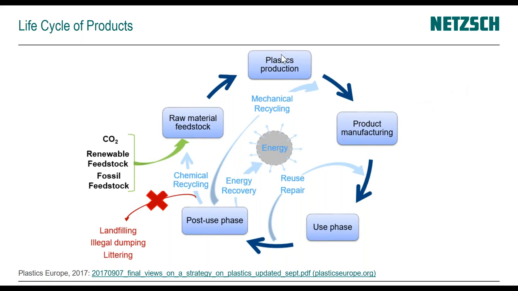So I want to start with the typical plastics production. We have our material produced, then we manufacture a product. It goes through the use phase, and then after its service life, the approach of circular economy thinks of ways to reuse that product for a different purpose, or repair it and continue its use. Or we think of recycling, and we have different routes of recycling if we can't reuse and repair the material.